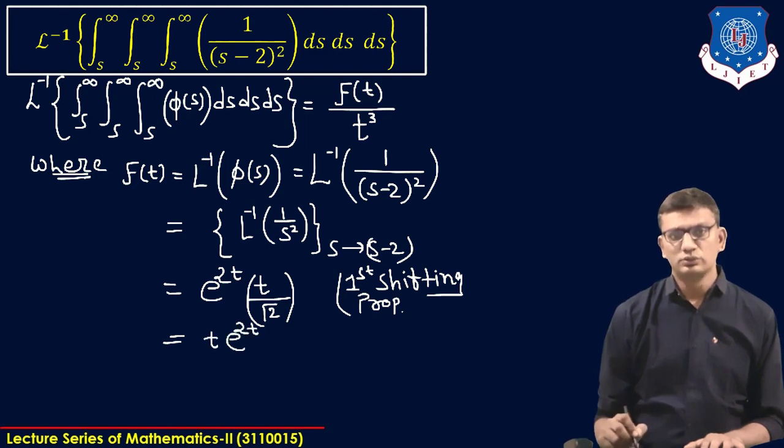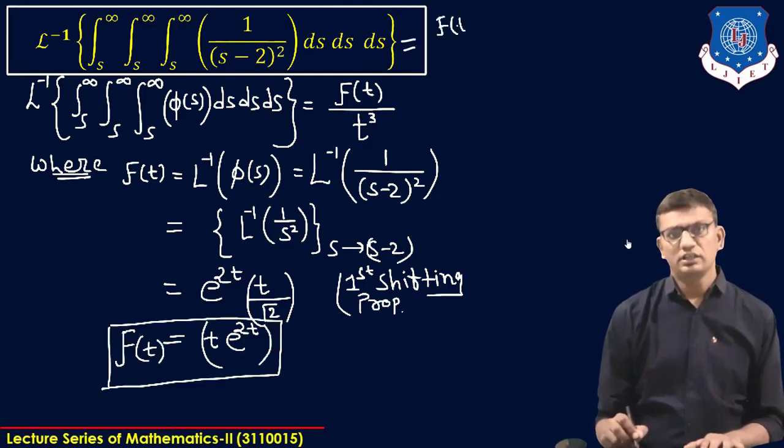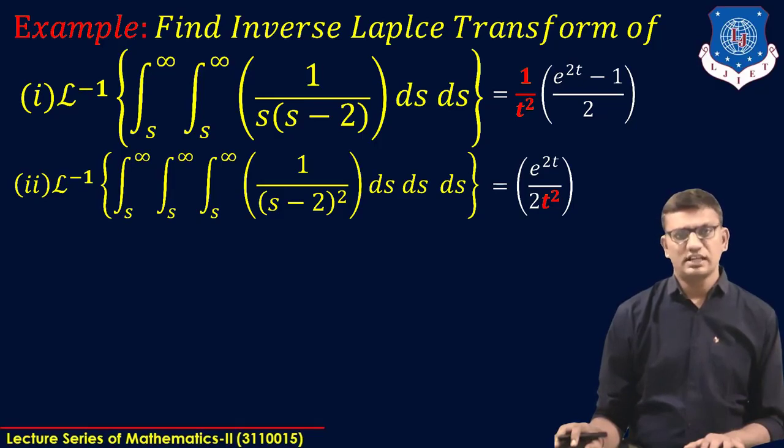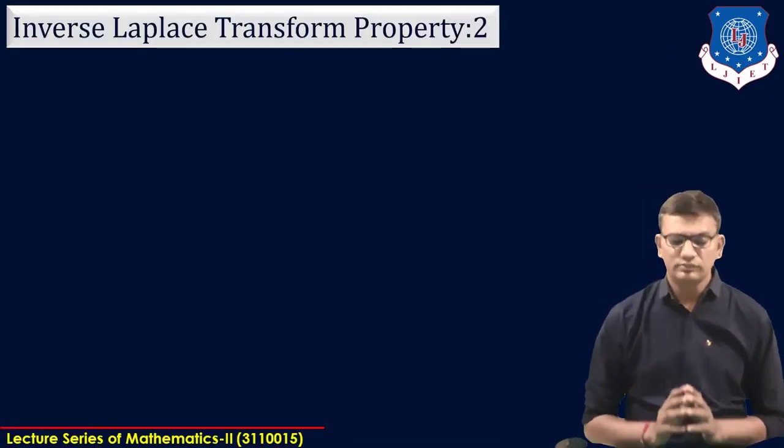So finally, after applying the first shifting property we get t e^(2t), which is our f(t). Putting f(t) in f(t)/t³ on the right hand side of the question, we get t e^(2t)/t³. After solving this we get the answer (1/t³) t e^(2t)/2. After cancelling t and t³, we get e^(2t)/(2t²), which is our second example's answer.